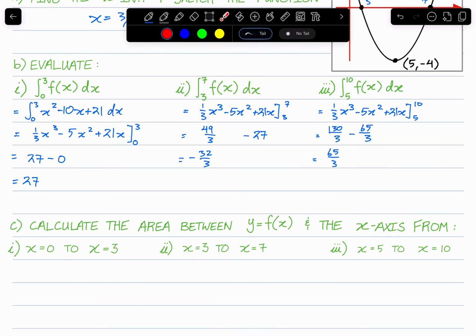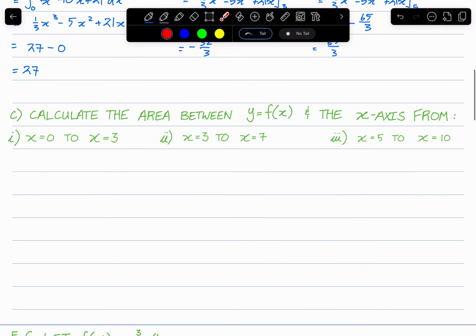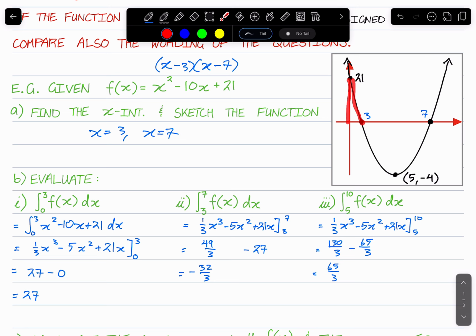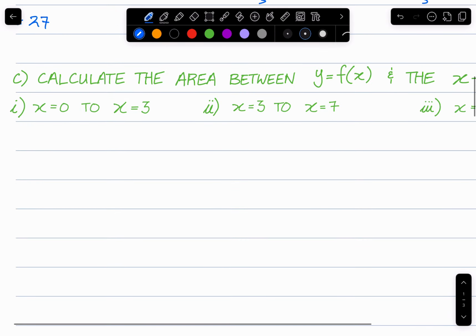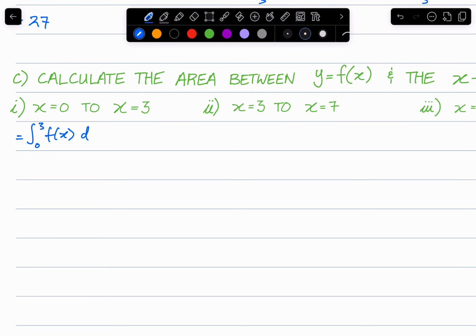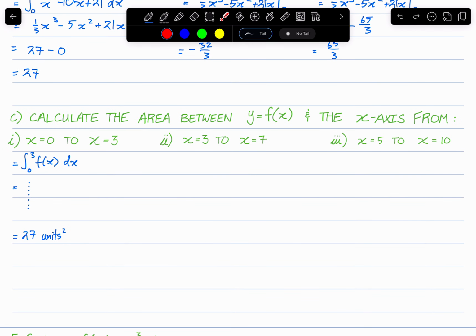But how we go about doing this is actually a little bit different. For this one, you can see that from 0 to 3 is all positive. So this can become the definite integral from 0 to 3 of f of x dx, which we've already done. This comes out as 27 units squared. Before, it was not as important, but now it's very much important that we show that it is an area, so it is in units squared.